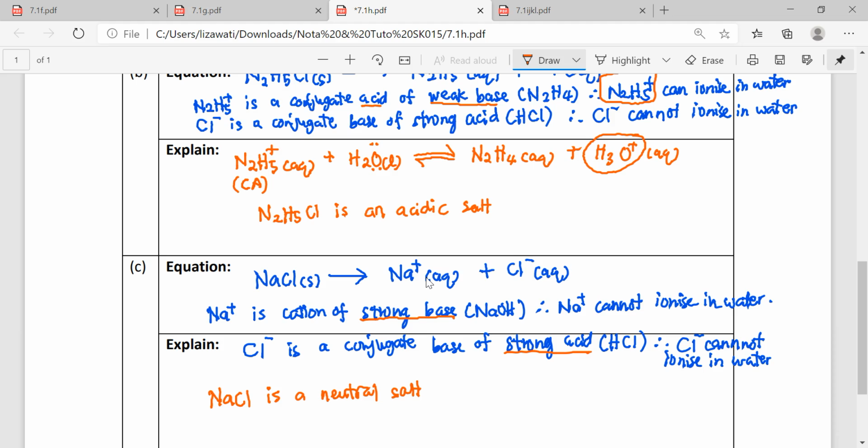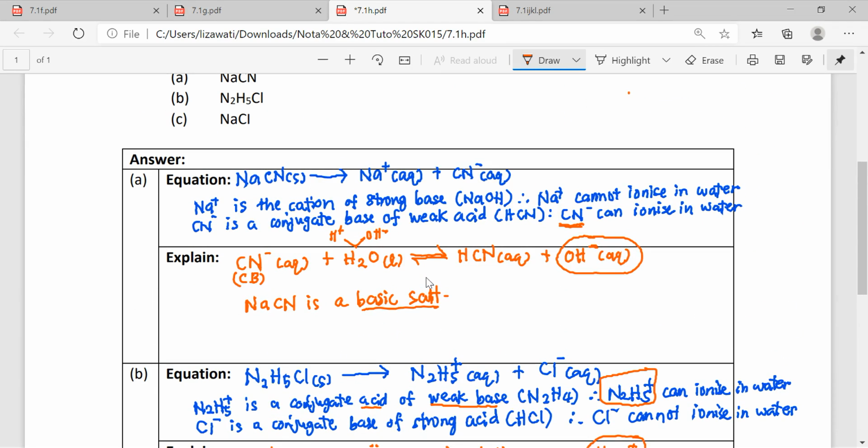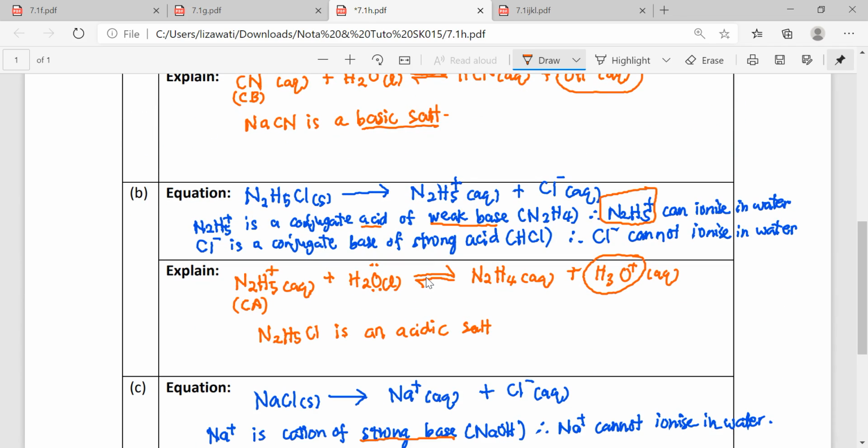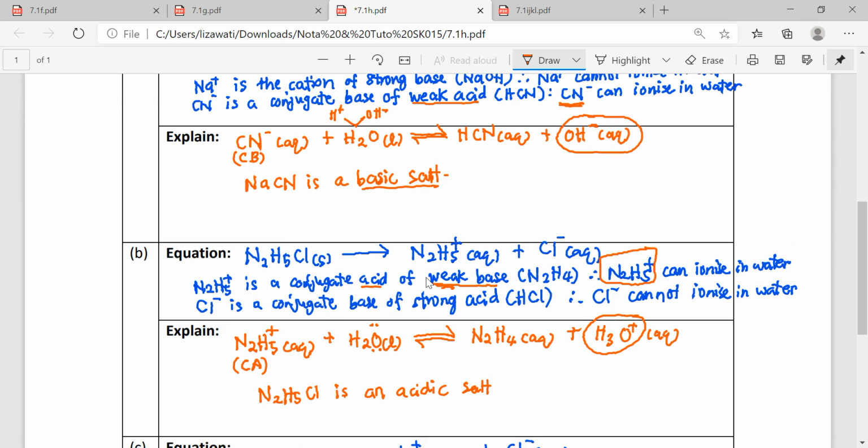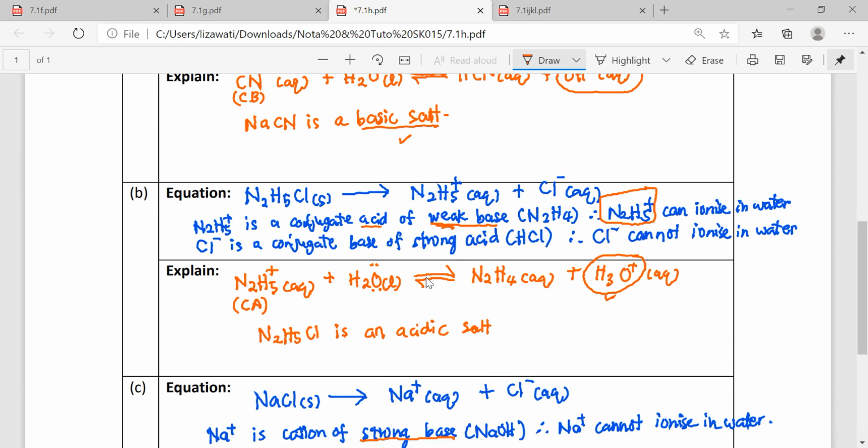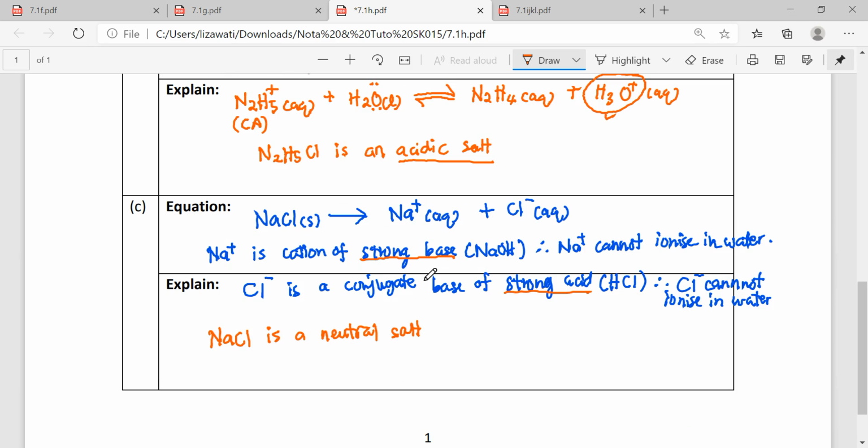The conclusion we can make here is that only an ion that came from a weak acid or a weak base can ionize in water. Then refer to the product formed. If the product formed is OH- ion, it becomes a basic salt. If the product formed is H3O+, it becomes an acidic salt. If both ions cannot ionize in water, since they came from a strong base and a strong acid, the salt is a neutral salt.